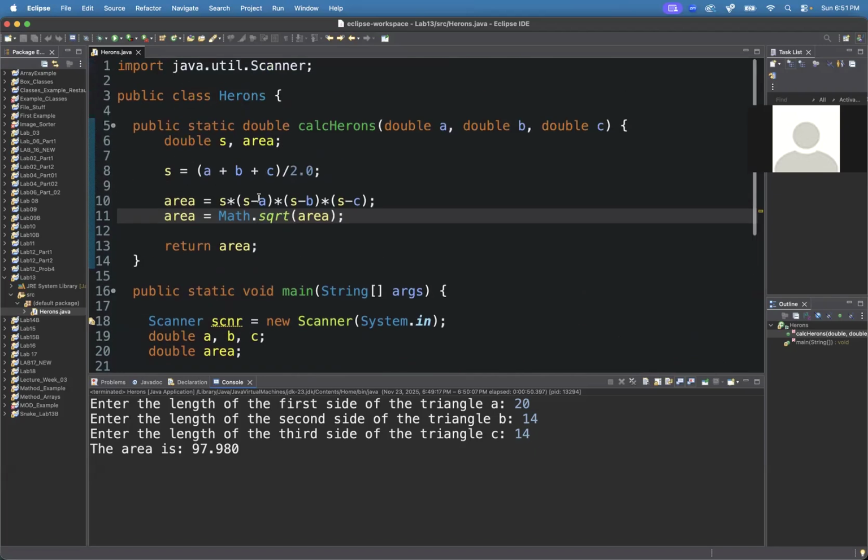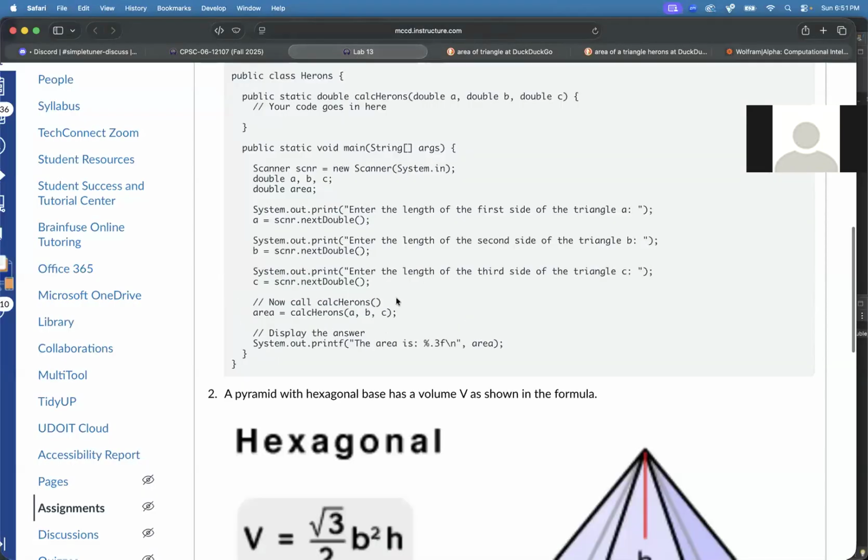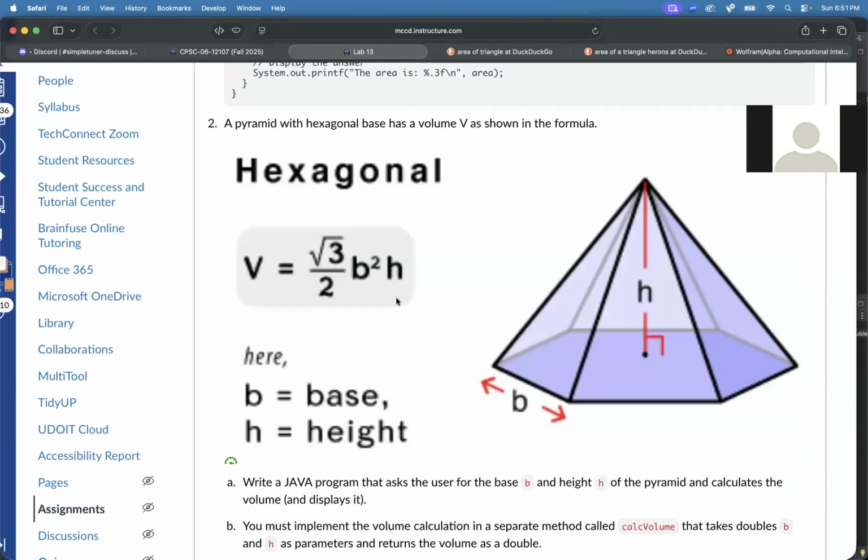And that's it. We did it. So we calculated the area of a triangle using Heron's formula. Okay. Now going back to our lab, the second problem has us doing the exact same thing, except this time we're calculating the volume of a pyramid with a hexagonal base, right?